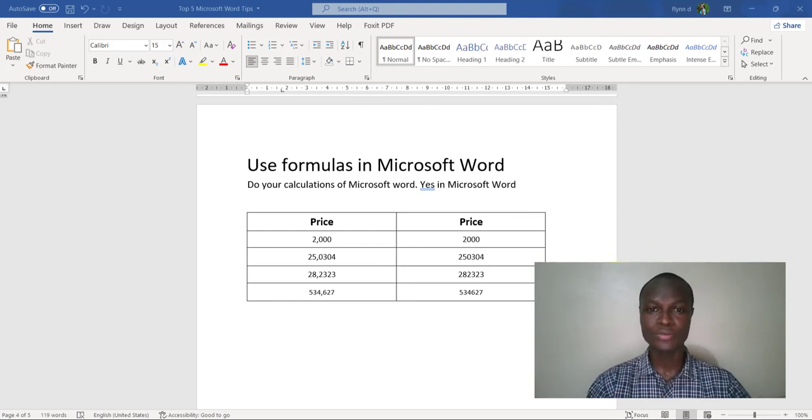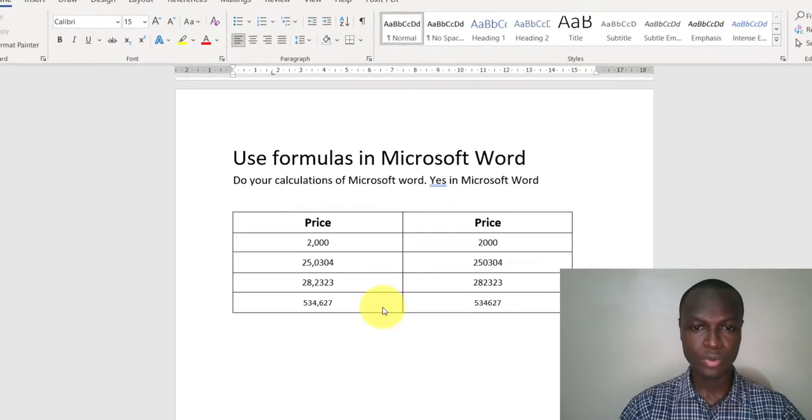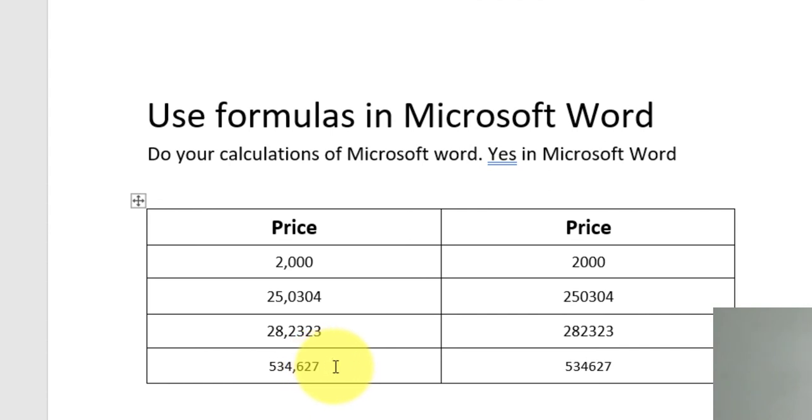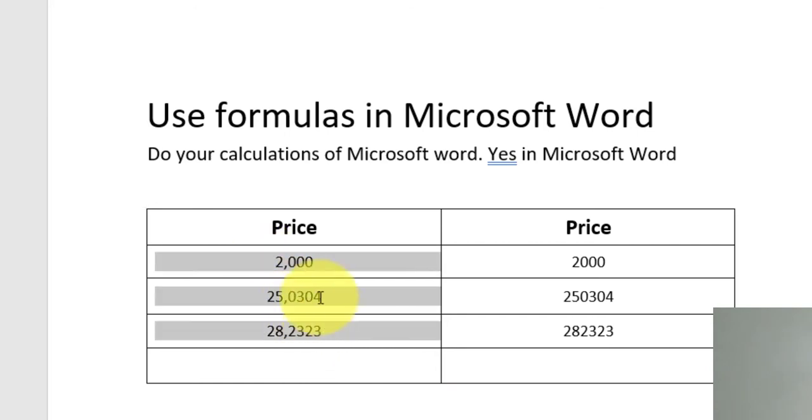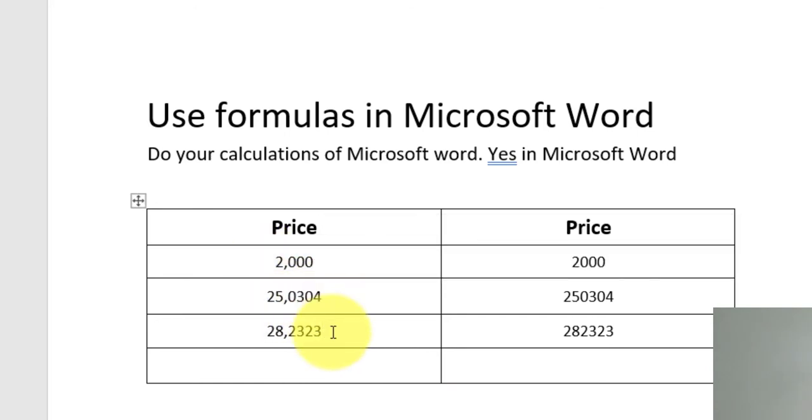But Microsoft Word can also do formulas or do summations for us. So how do we go about this? I've already put in my summation here, so let me just delete them. As you can see, let's just say we want to add all these numbers up in Microsoft Word without having to go to Excel first.